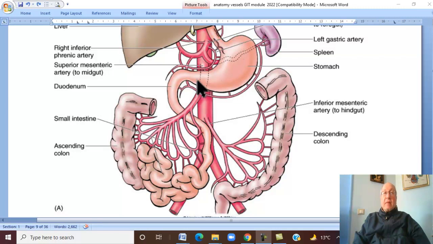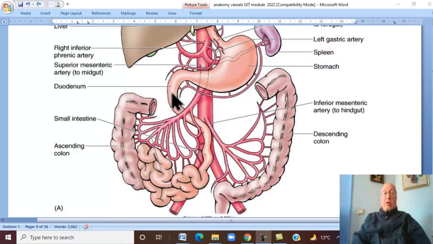stomach, upper half of the duodenum to the ampulla of Vater, upper half of head of pancreas, neck, body, and the tail of pancreas. And the foregut also includes the liver and the spleen.